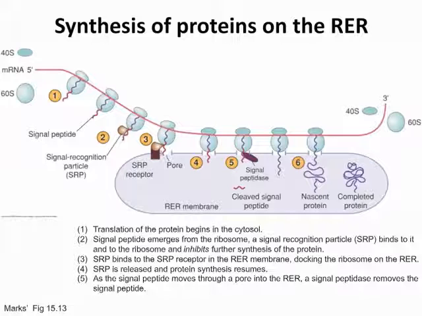In step 3, SRP will bind to an SRP receptor found on the rough ER membrane. So this allows your ribosome to dock on the rough ER, and in step 4, SRP is going to be released, and protein synthesis is going to resume. So step 5, a signal peptidase is going to remove your signal peptide, and then step 6, synthesis of the protein continues, and then you're going to get a completed protein which is released into the lumen of the rough ER.